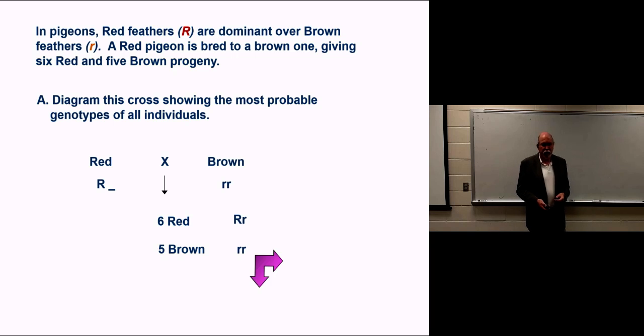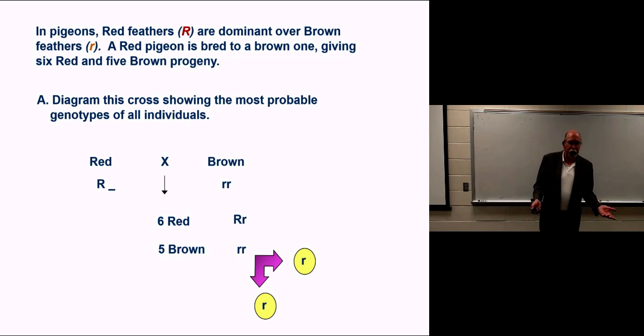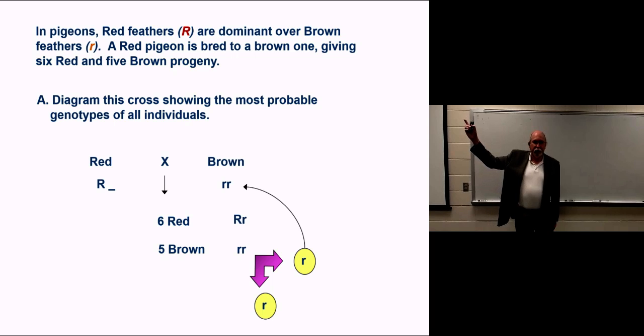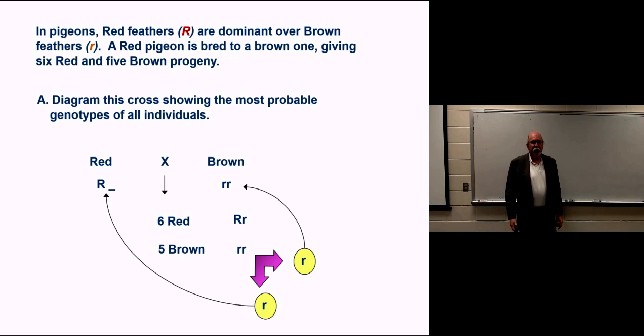Why? Because look at this. You got some browns, you got some recessives. The only way you can get recessive is for each parent to contribute a recessive allele, right? So where did one of those little r's come from? It came from this brown parent, dad over here. Well, mom had to give something. Well, what'd she give? She gave the other little r.